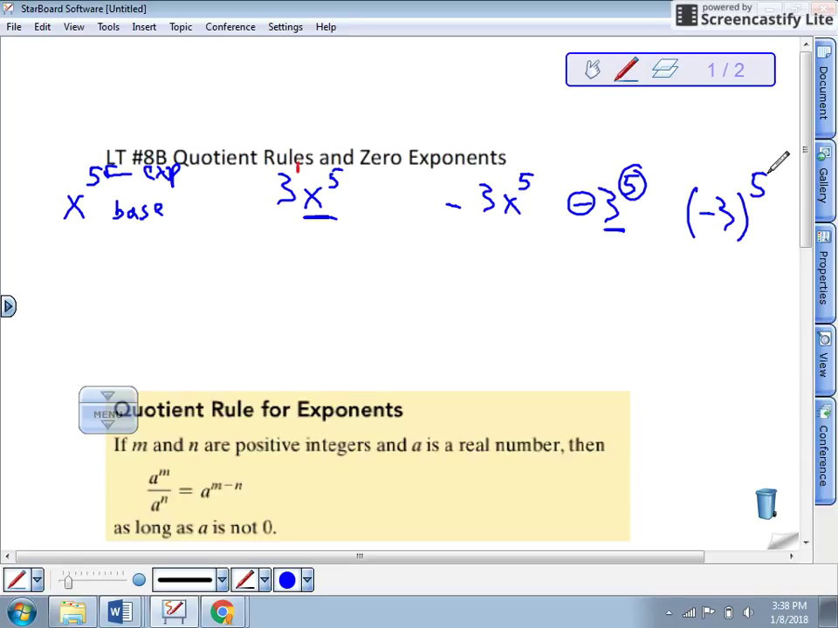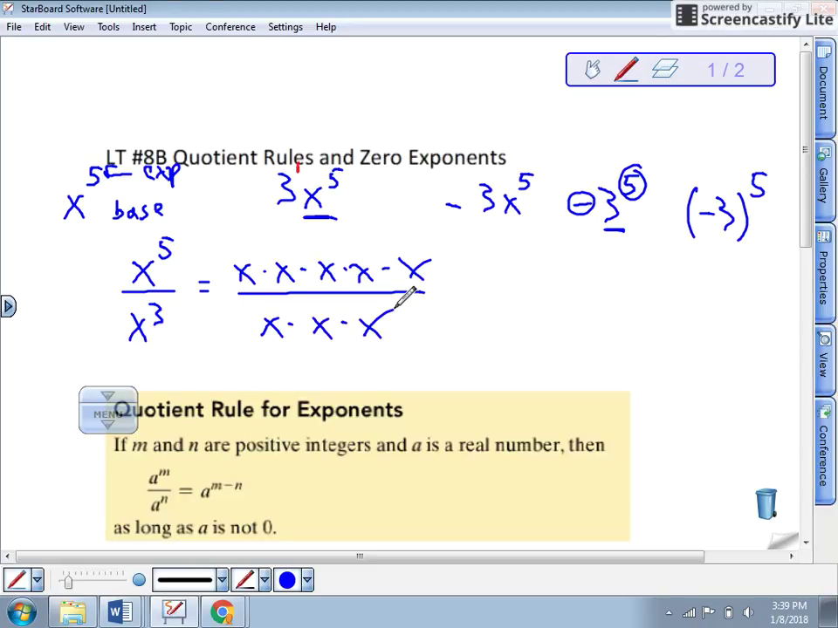So now we know that. Let's take a look at a quick example. Let's say I have x to the fifth divided by x to the third, because that's what quotient means. So let's break this apart. x to the fifth really equals x times x times x times x times x, over x to the third, which is x times x times x.